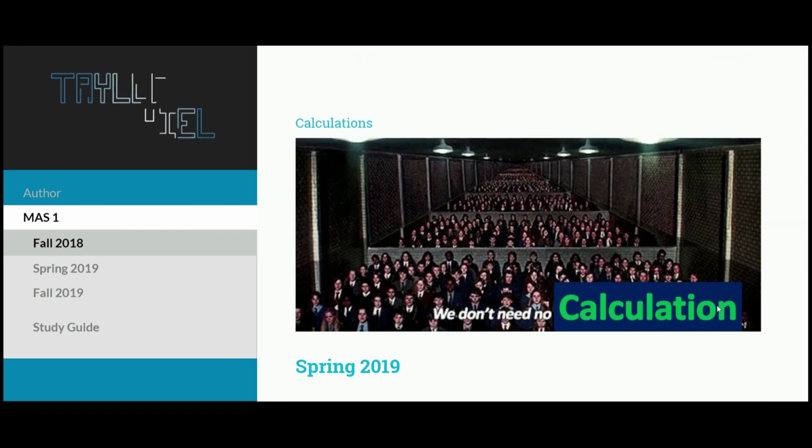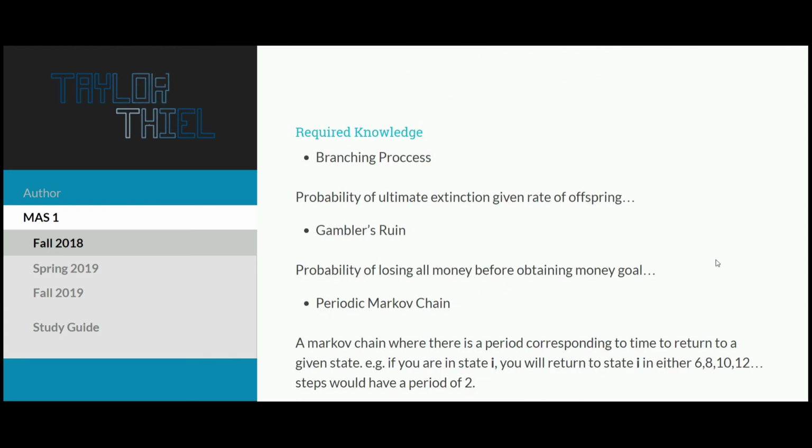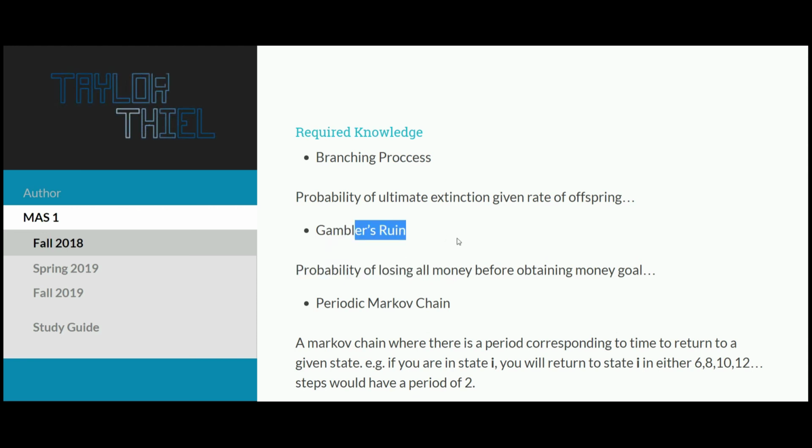Then finally, I have here that we don't need no calculation. So again, all you need to know is what a branching process is, and you can answer this question. I would recommend knowing what gambler's ruin is because it shows up on every past exam, I believe. So you definitely should know what a gambler's ruin problem is.